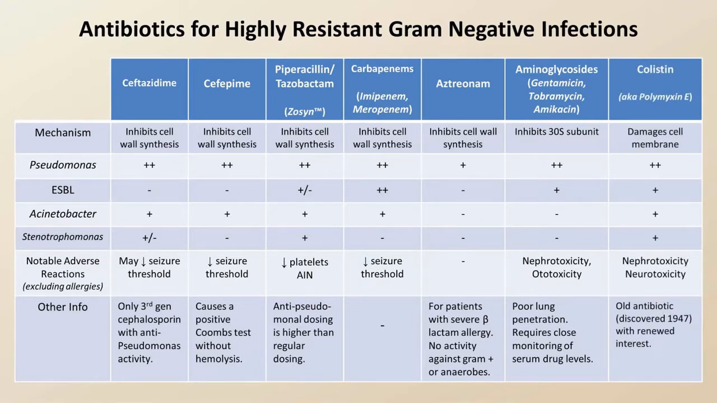Colistin, also known as polymyxin E, is an interesting antibiotic. It works by damaging the cell membrane and shows at least some activity against all four of these difficult to treat pathogens. Despite most clinicians assuming it's a new antibiotic developed to treat highly resistant strains of Pseudomonas, it actually was discovered in 1947 and used significantly in the 1960s and 70s, at which point safety concerns led physicians to abandon its use in favor of newer options.